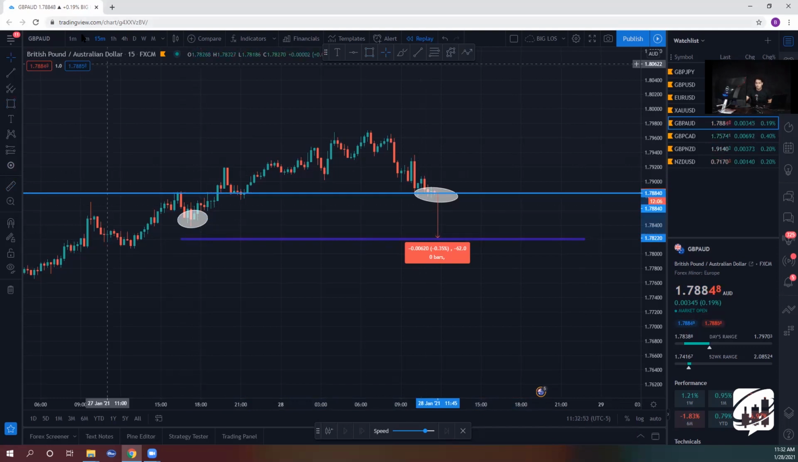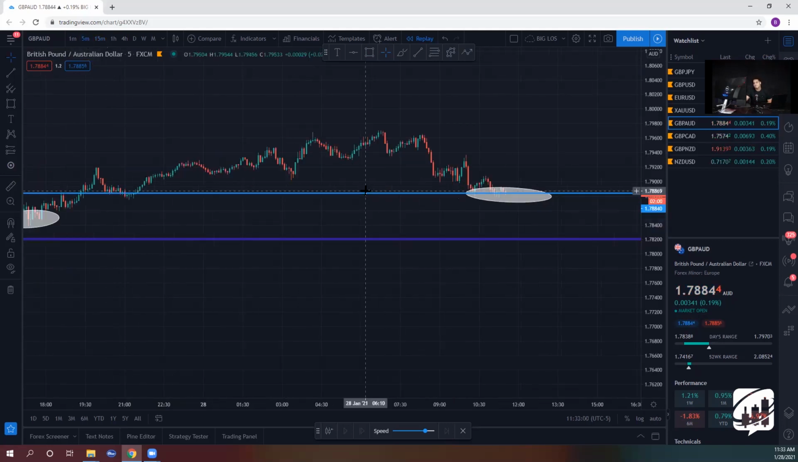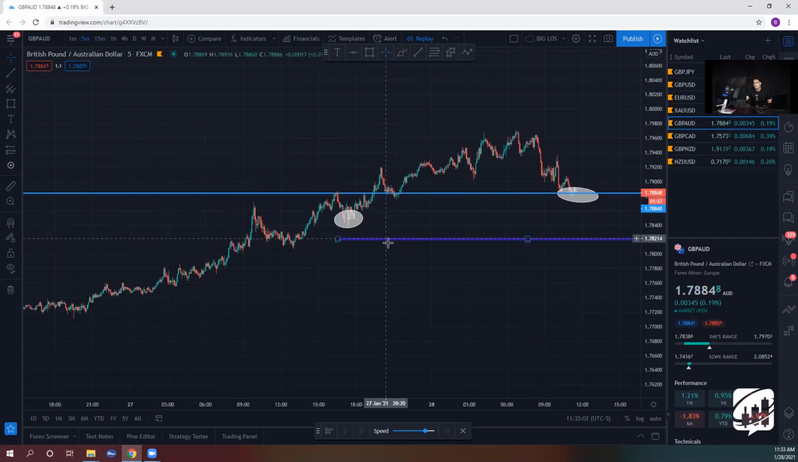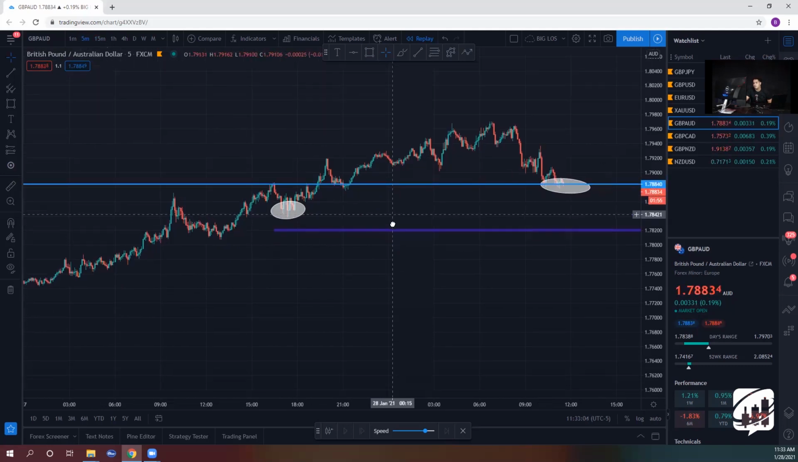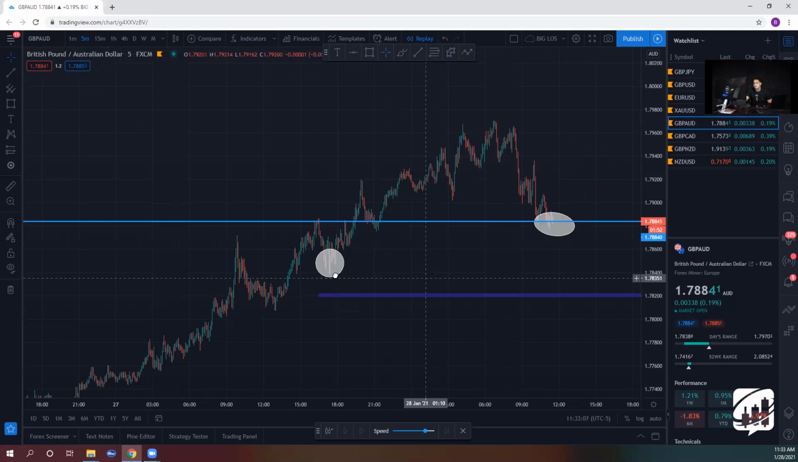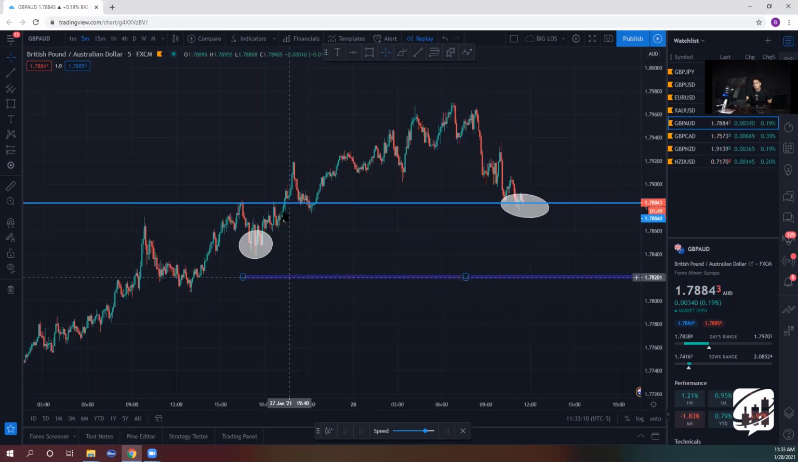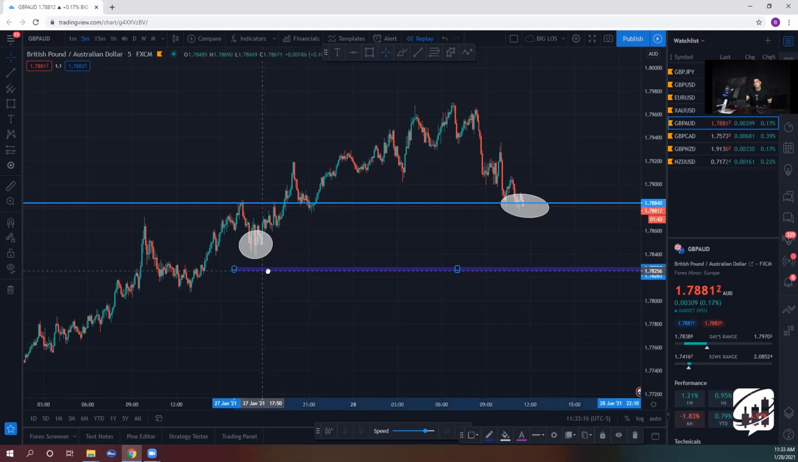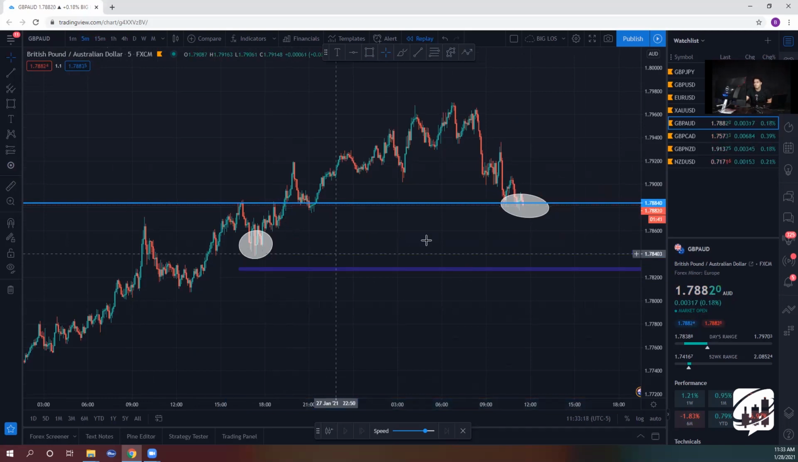Now, if you go down some more in the time frame, so instead of 15, go to 5, and find the previous lower high. In this case, the 15 and the 5 happen to be in the same place. So that means our stop loss is cool where it's at.